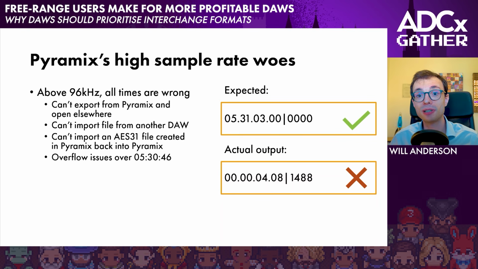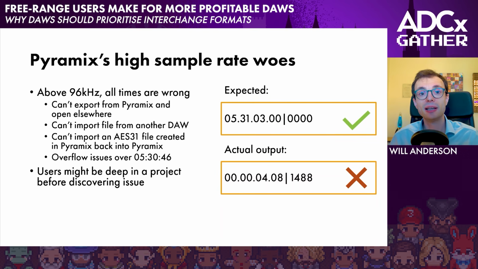That means it's extremely difficult for an enterprising user or another DAW to reverse this issue, because you can't just divide by 4.35. In the instance of errors like this, a user who believed they would be able to utilize an AES31 import or export may be deep into their project before they discover it isn't possible, and will suddenly find themselves trapped, and certainly not a free-range user.